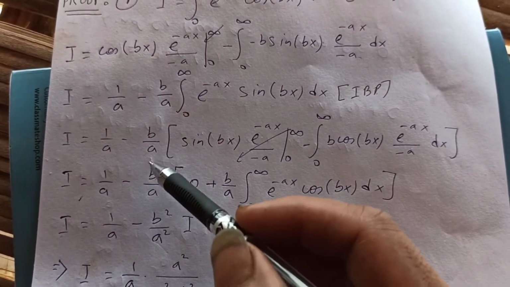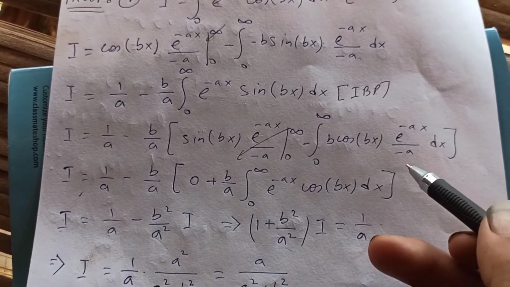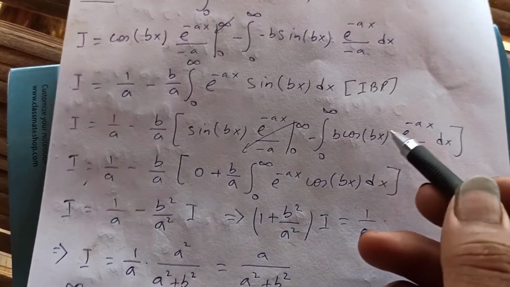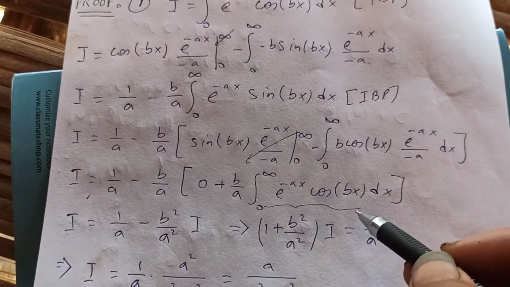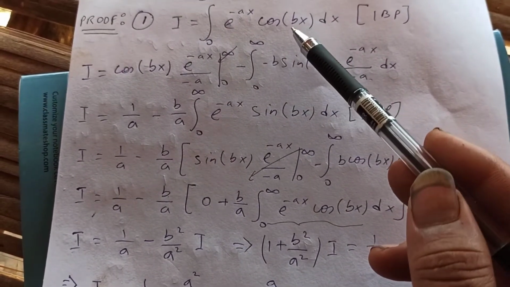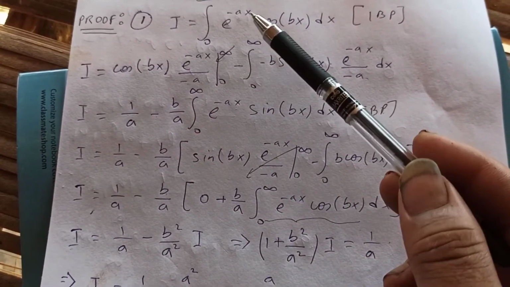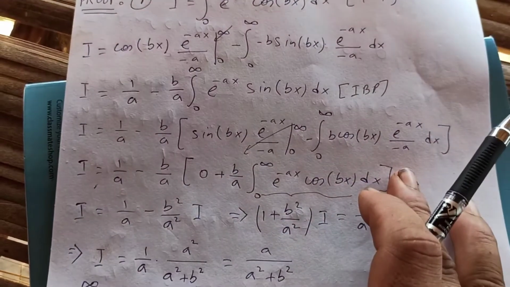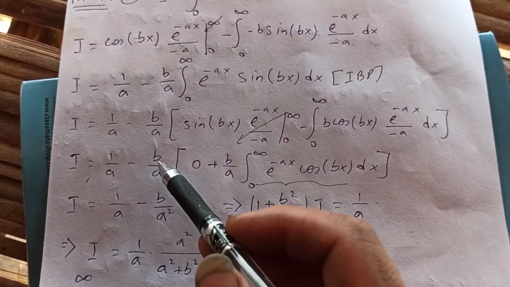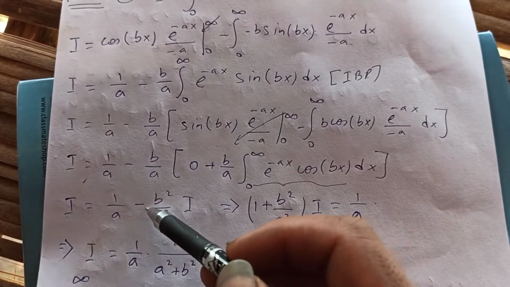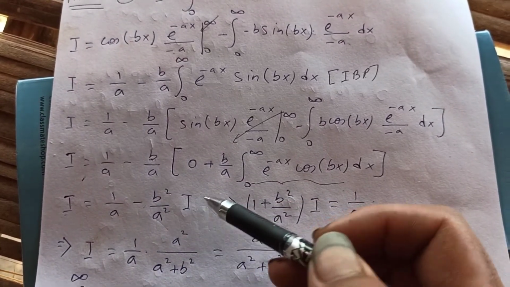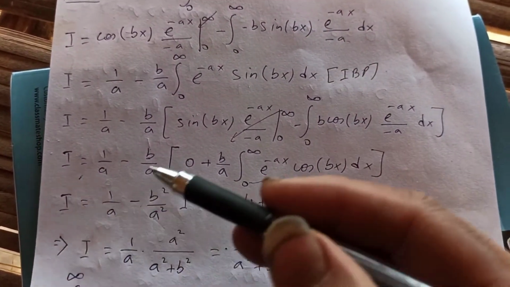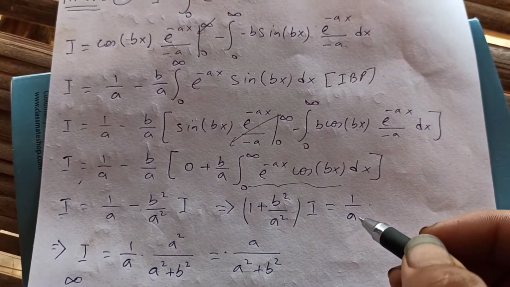So our integral I is 1 over a minus b by a, and this whole term is 0. Negative and negative become positive, and b by a is taken out again as a constant, so we get the integral from 0 to infinity of e to the negative ax cos bx dx. If you see our original integral, this is nothing but what we are trying to prove, so I call it I. Therefore I is 1 over a minus b times b, which is b square, over a times a, which is a square, times I. So it will be 1 plus b square by a square times I, which is equal to 1 over a.